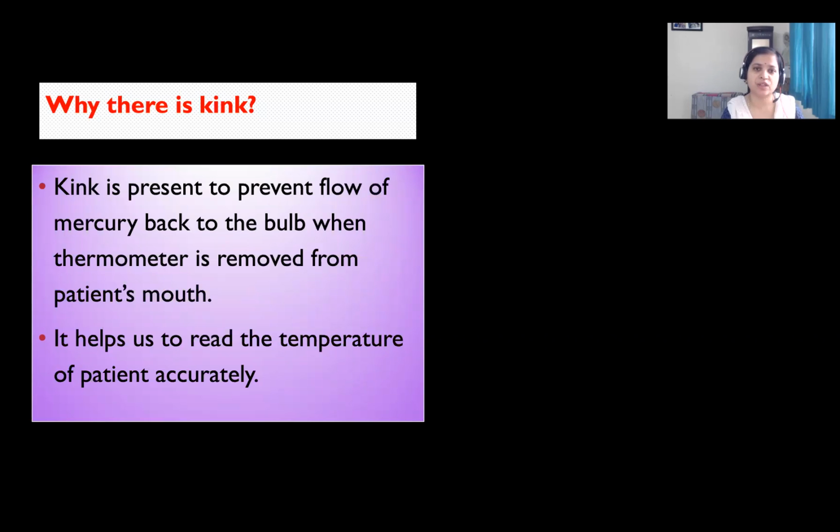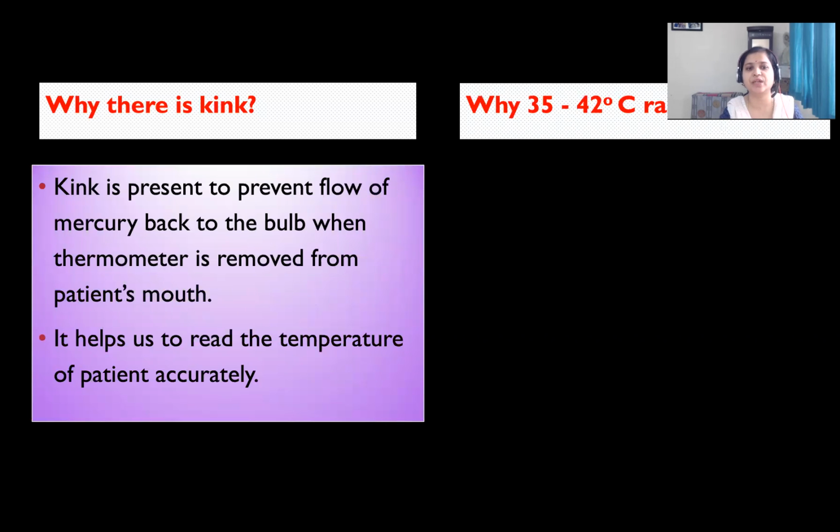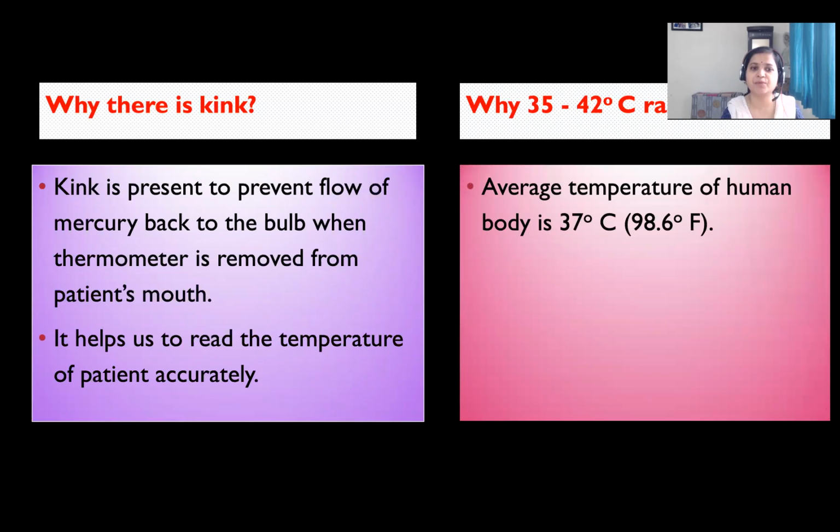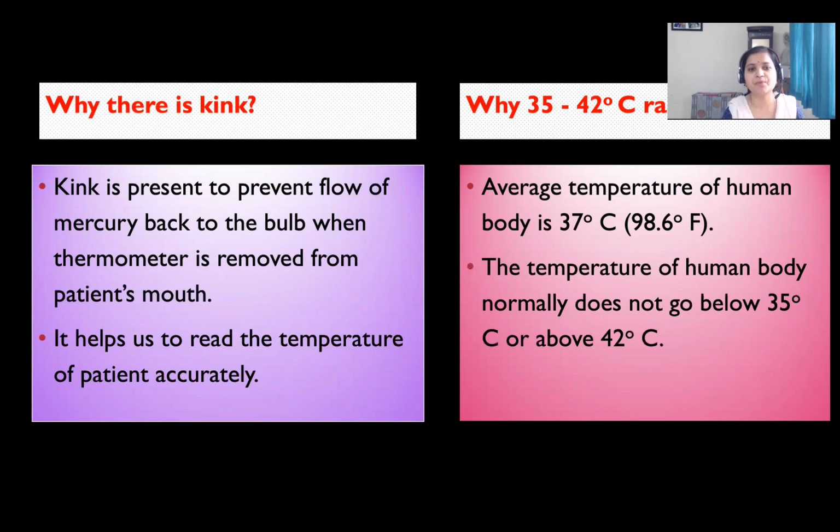Now another question is for you: why is the range from 35 degrees Celsius to 42 degrees Celsius only, not more than that, not less than that? This is because the average temperature of the human body is 37 degrees Celsius, that is nearly equal to 98.6 degrees Fahrenheit. Understood? And the temperature of the human body normally does not go below 35 degrees Celsius or above 42 degrees Celsius. That is the reason the range is from 35 to 42 degrees Celsius.